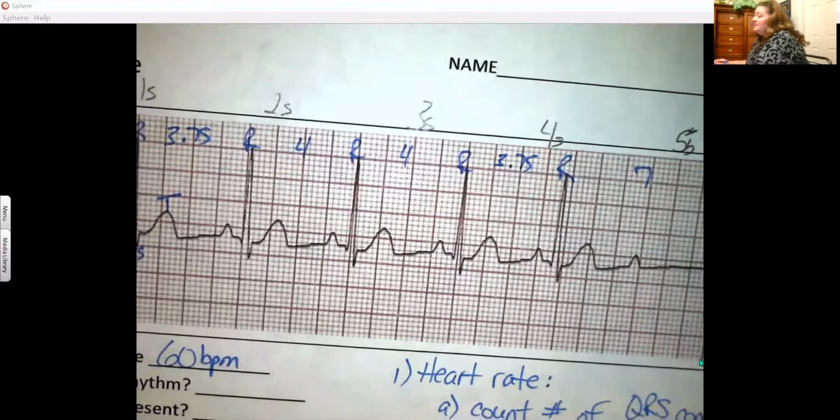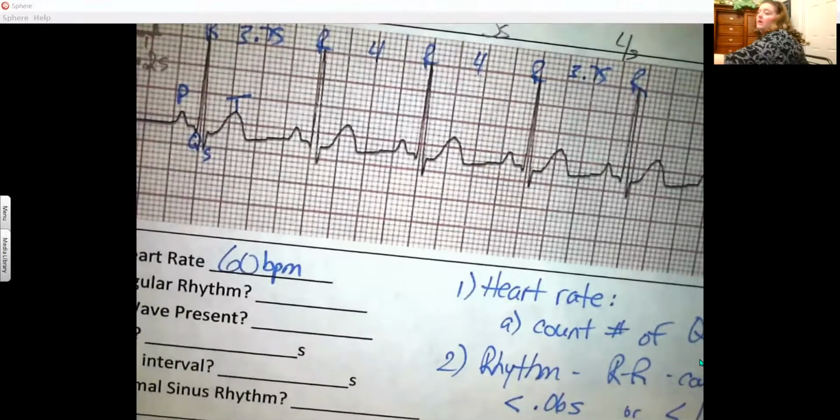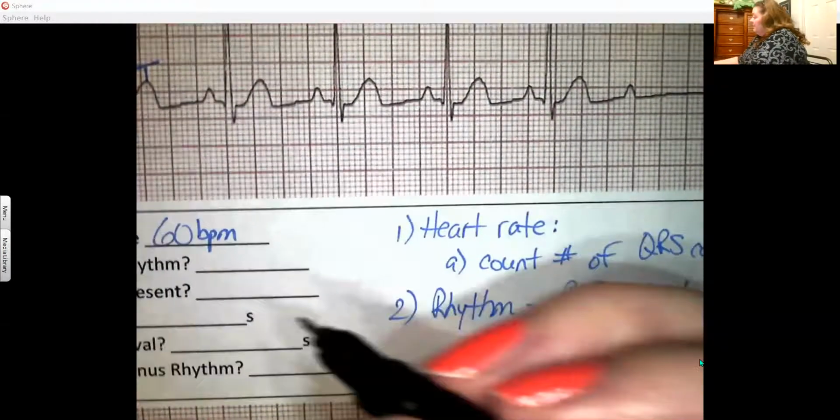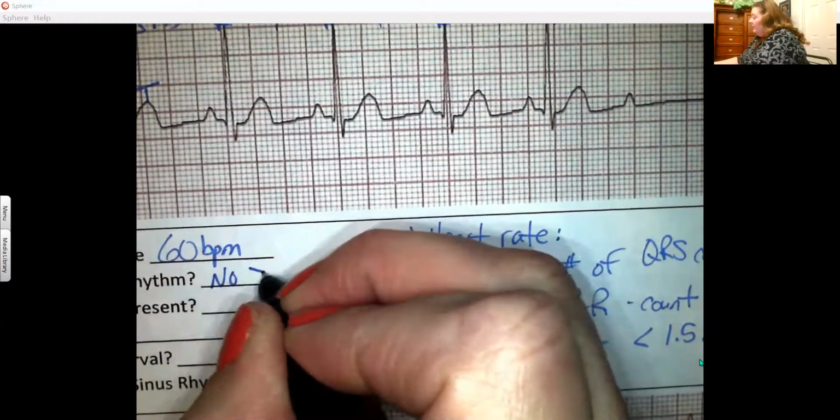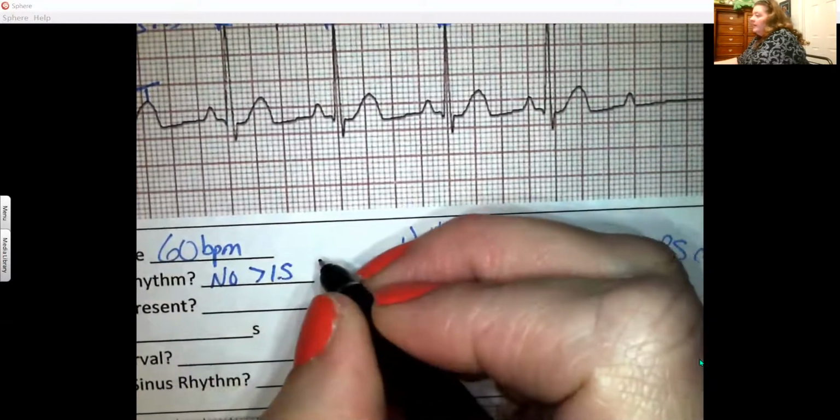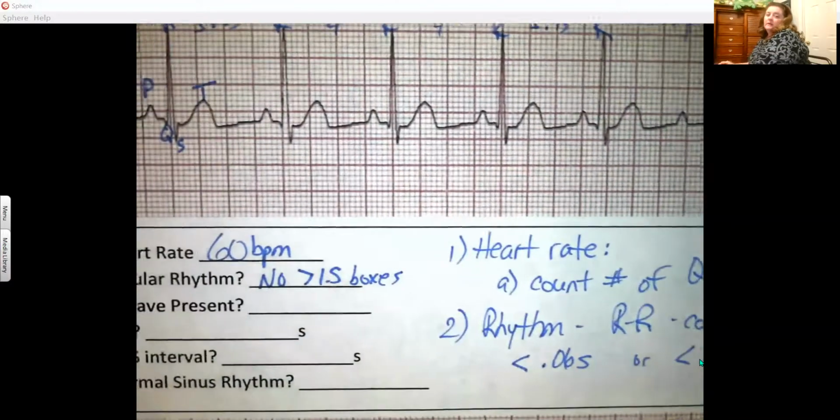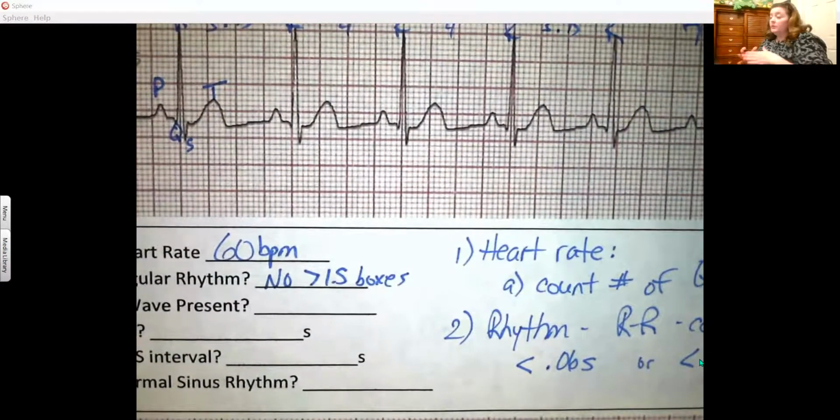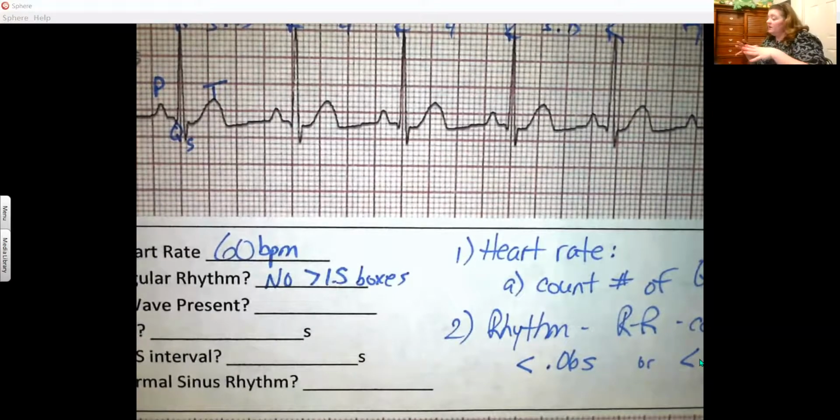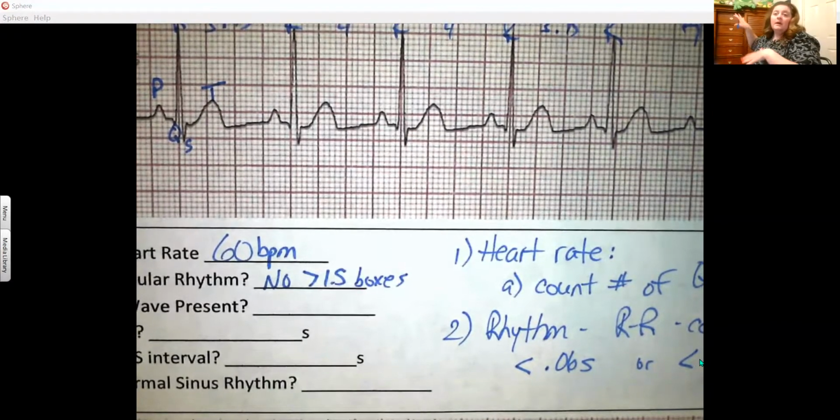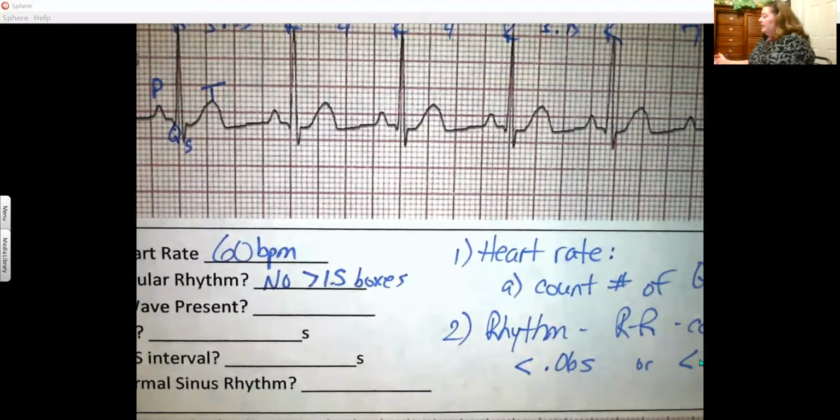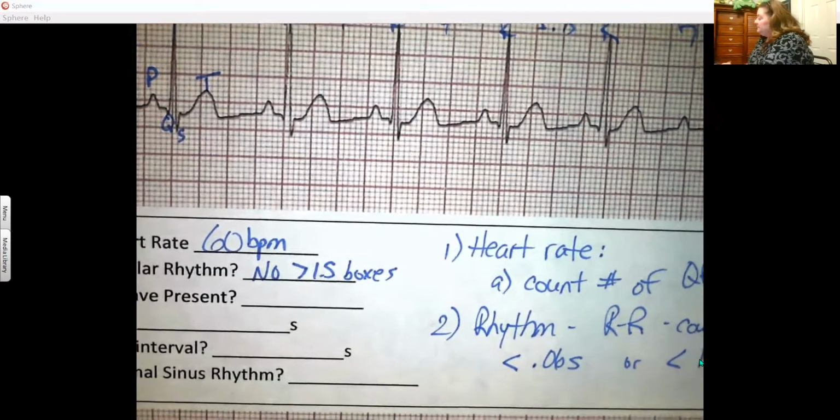So we would say that this is not a regular heart rhythm because of that one wave there at the end that is greater than 1.5 boxes different. Some parts of it are regular, and then for some reason there's something that occurs that throws it out of whack, makes it irregular.